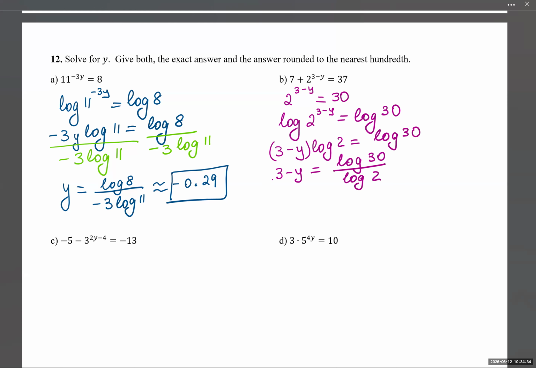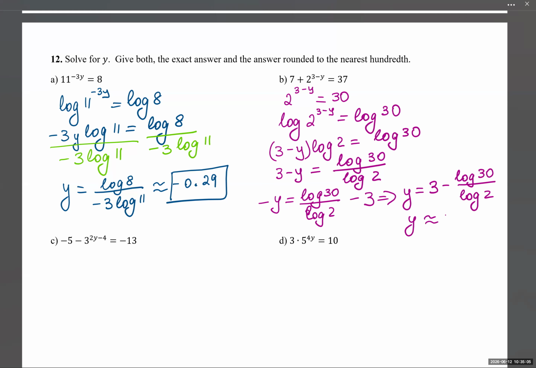Now we have to subtract 3 from both sides. So negative y would be log base 10 of 30 divided by log base 10 of 2 minus 3, but that's a negative y and we want a positive y, so multiply everything by negative 1. So that's y equals 3 minus log base 10 of 30 divided by log base 10 of 2, and then put it into a calculator to get the approximation. Negative 1.91.